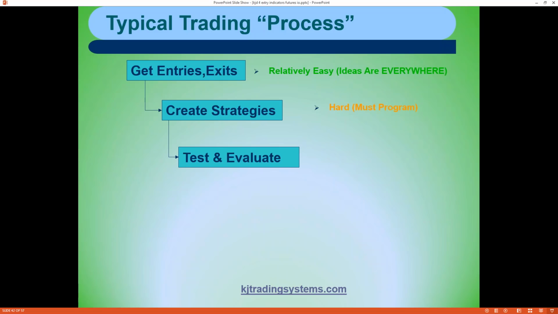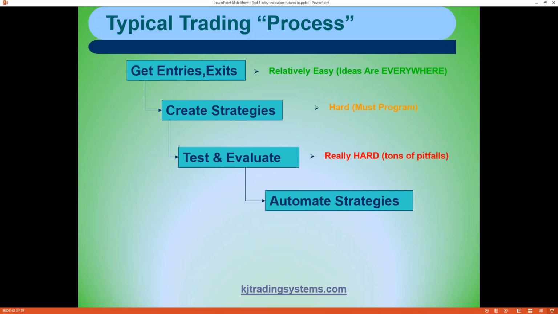So that's hard. And then you got to test and evaluate. And to me, this is the really hard part. It's not as simple as pulling up a chart, sticking a strategy on the chart, and optimizing. But most software will make you think that's what it is. That's not what it's all about. And I'll talk about that in a second.